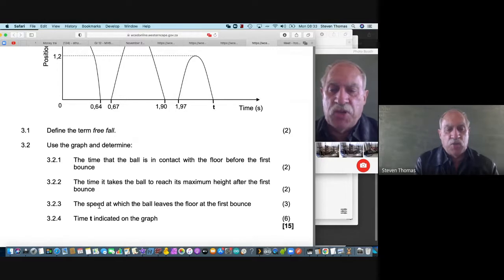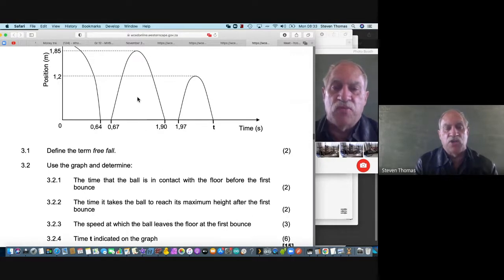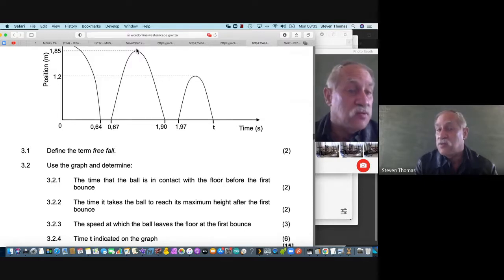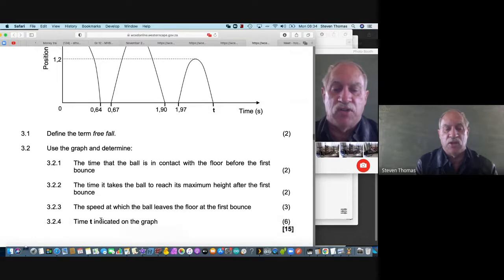The speed at which the ball leaves the floor at the first bounce. Okay, if we know the time to the top, we know the final velocity at the top is 0, right? We know the time it took, we know the distance, so we can work out V initial. There's a formula that involves V final, time, and distance or displacement upwards, which is 1,85. And so you're going to use that. Very easy to calculate the speed.